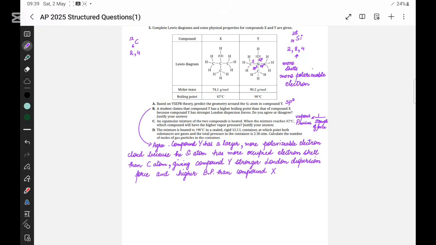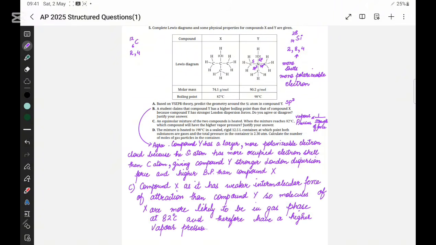So how am I going to write it? Let's write the answer for C. This is a correct explanation: compound X has the weaker intermolecular force of attraction because it has a less polarizable electron cloud. That is why it has the weaker intermolecular force of attraction, and that's why it is going to have the higher vapor pressure, because I have already told you that vapor pressure is inversely proportional to the strength of intermolecular force.